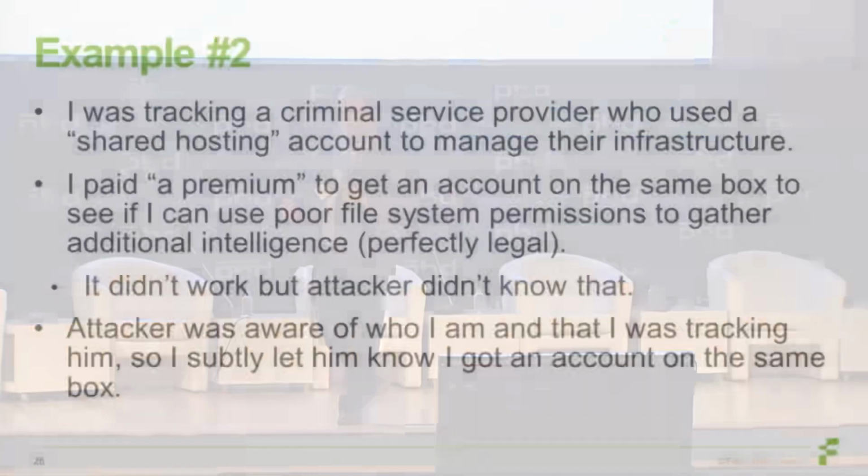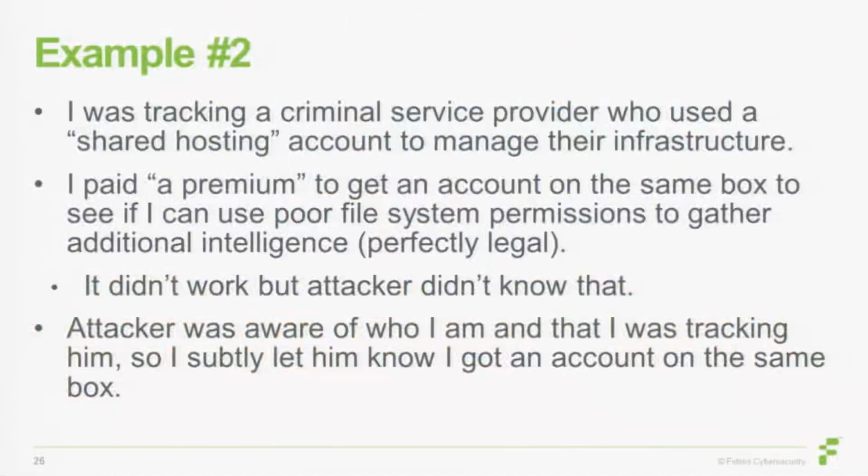A second example is another criminal actor I was tracking, more of a service provider than a malware adversary, but they had all of their stuff that operated their service on a shared hosting provider.